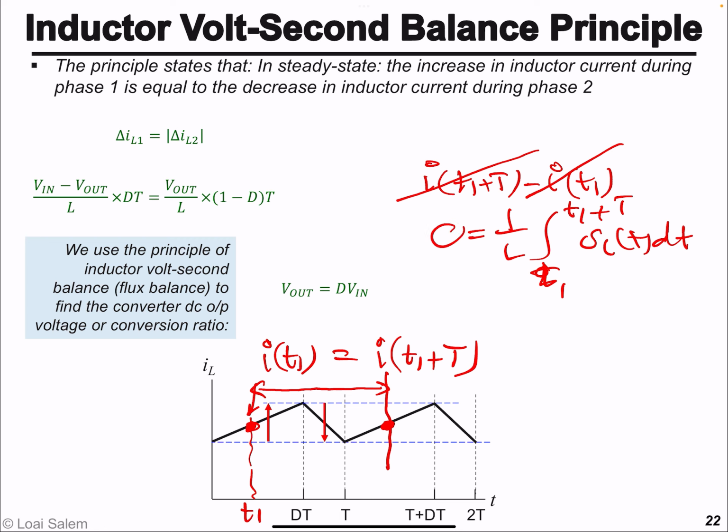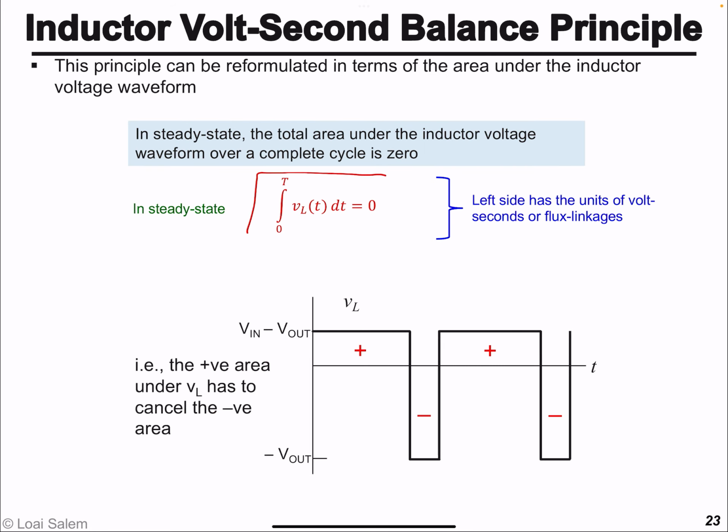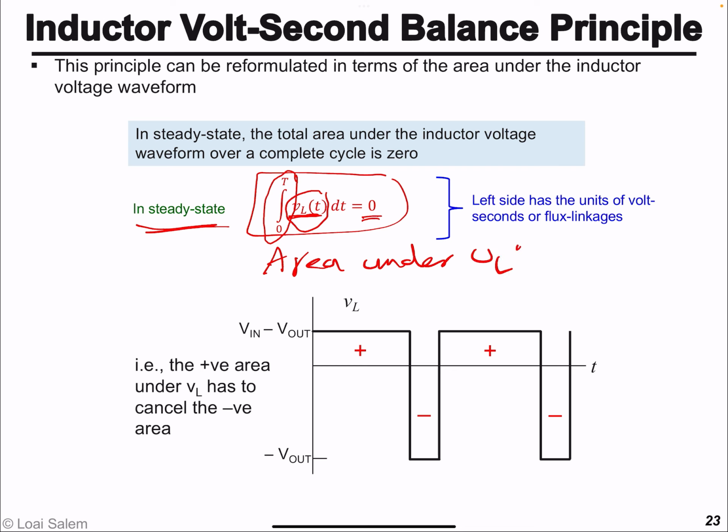So essentially this integration will equal 0, and so we can cancel L and we get this equation that in steady state, the integral of the voltage across the inductor over a complete cycle must equal 0 under a valid steady state. By the way, the integration of the voltage across the inductor is basically what? It is the area under V_L, under the voltage across the inductor. So this means that the total area under the voltage across the inductor over a complete cycle must equal 0.